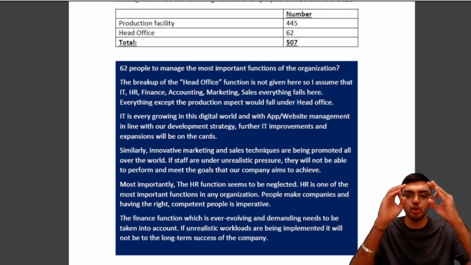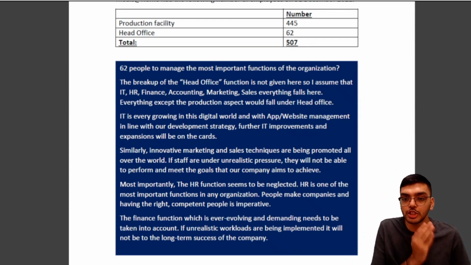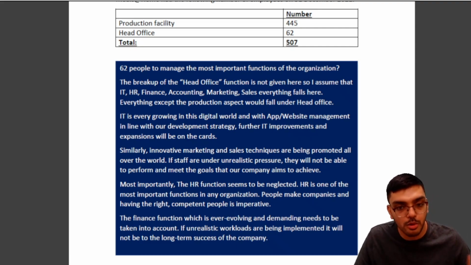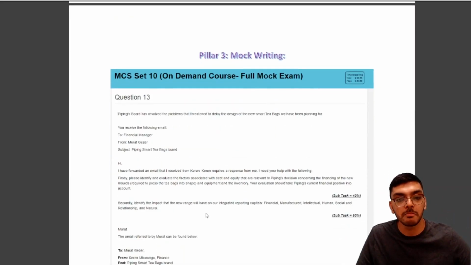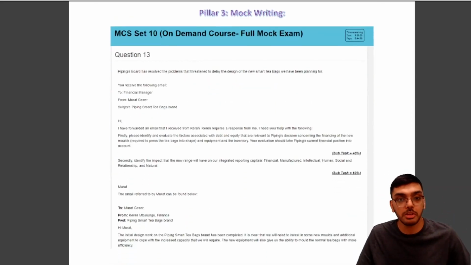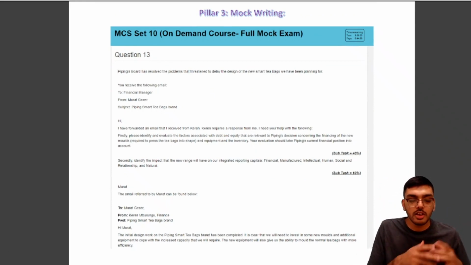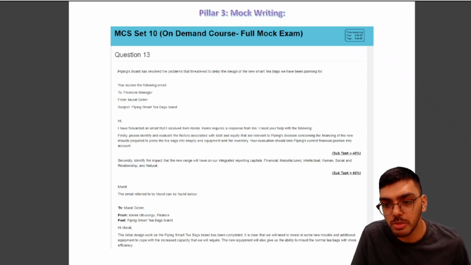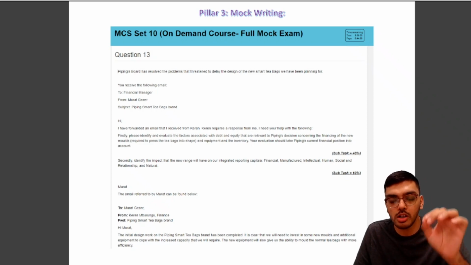Second part is how you must focus on Preseen. If you're doing it by yourself, make sure Preseen is paramount and you very carefully understand the strengths of your company, the weaknesses of your company, what your company does, what your company should be doing, all of that. That brings me to pillar number 3, which is arguably the most important pillar. This is the mock writing pillar.